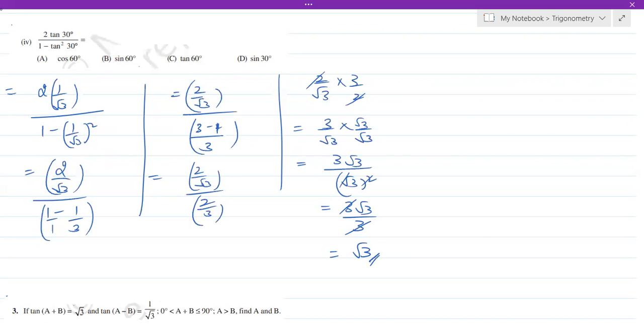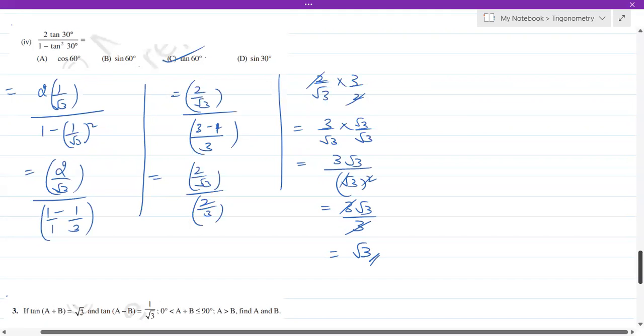Cos 60 is 1 by 2. Sin 60 is root 3 by 2. Tan 60 is root 3. Sin 30 is 1 by 2. So which is the correct answer? Option C is the correct answer.